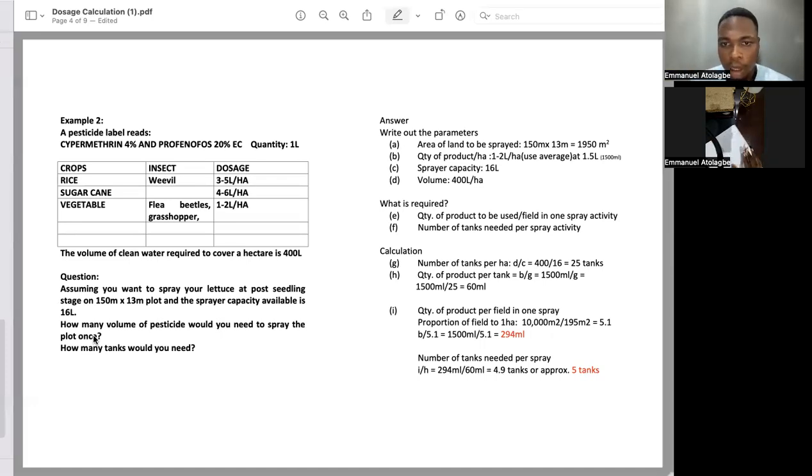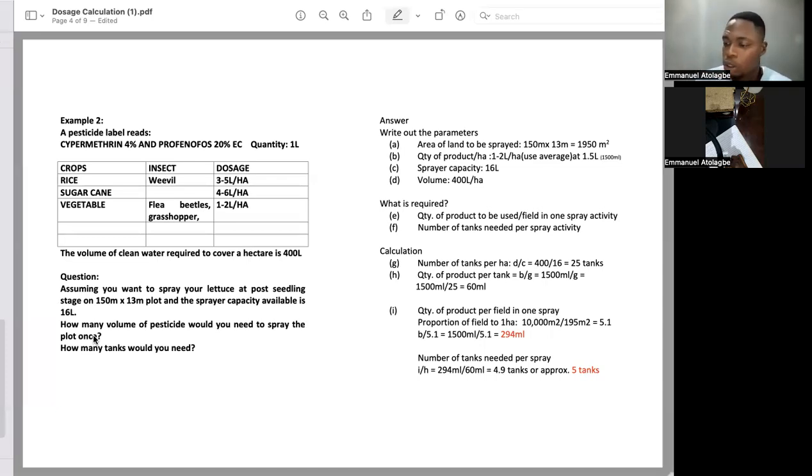So let's go ahead to do our calculation. 400 liters divided by 16 liters. Very simple. That's the number of tanks it will take to saturate that whole space. So that will give us 25 tanks, or 25 knapsacks.